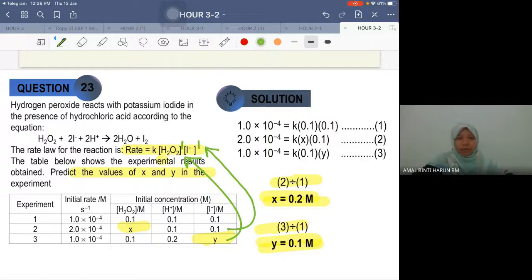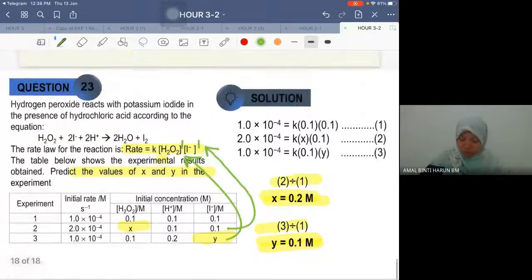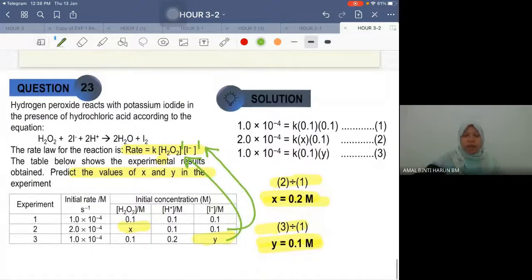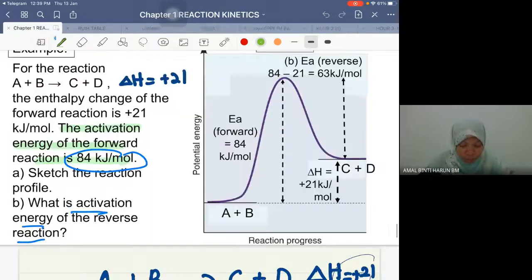Cuba buat. So kalau saya explain, kalau tak cuba pun tak ada manfaat, betul kan? Alright, we finish our 3 with the initial rate method. So kita dah belajar bagaimana menggunakan integrated rate equation, macam mana menentukan order menggunakan unit K, unit constant, dan juga menentukan order bagi reaction menggunakan initial rate method.